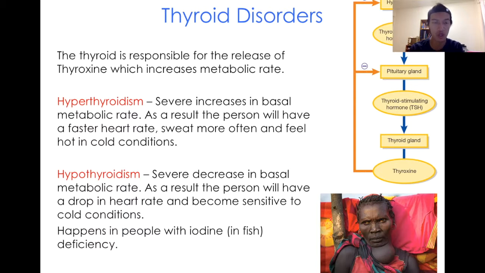Your thyroid. Now let me talk about your thyroid. What does your thyroid do? Your thyroid is particularly important because it is responsible for a particular hormone called thyroxine, which increases your metabolic rate.